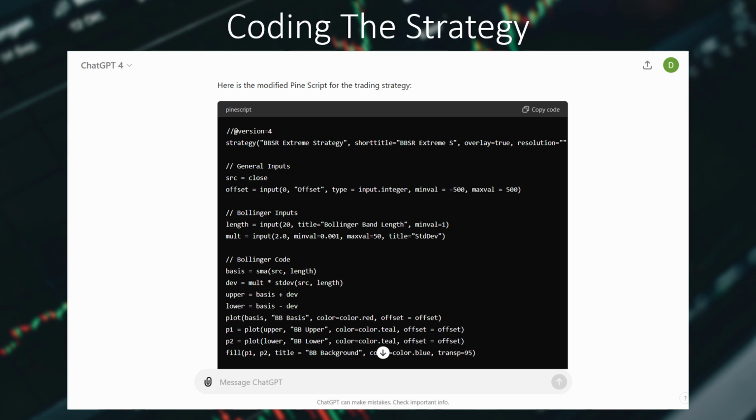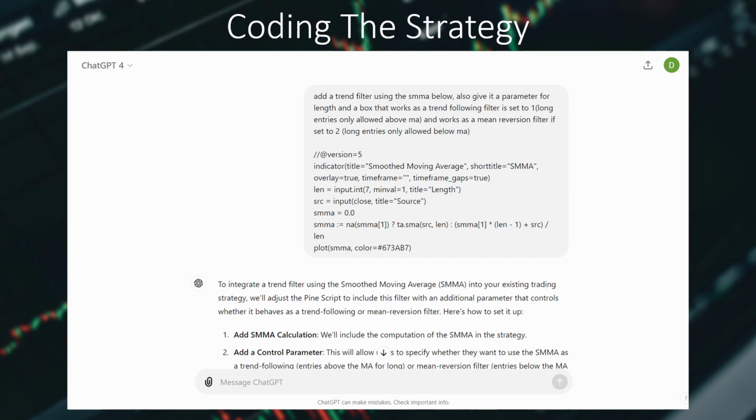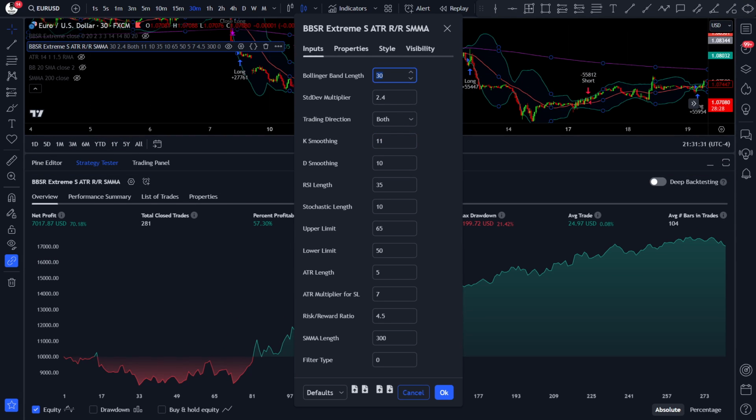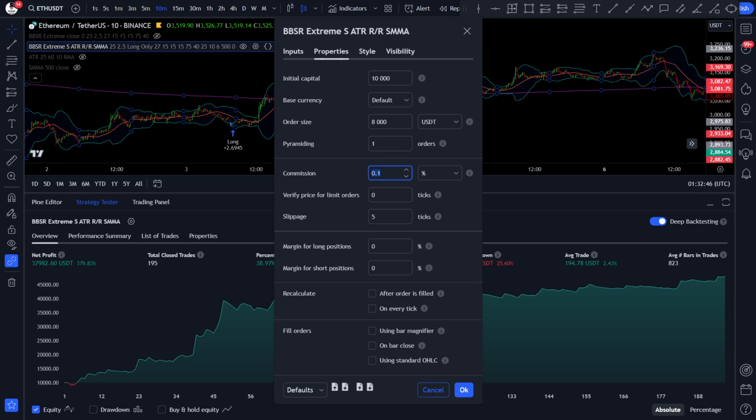I added an ATR-based stop loss and take profit placement too, and my favorite trend filter, the smoothed moving average. After that, as usual, I started optimizing for a few assets, and this time I came up with two optimizations, one for Ethereum and one for the EUR-USD pair. The Ethereum one surprised me as well, as it is profitable on every single time frame from 5 minutes to daily, and does all of that with realistic fees included.